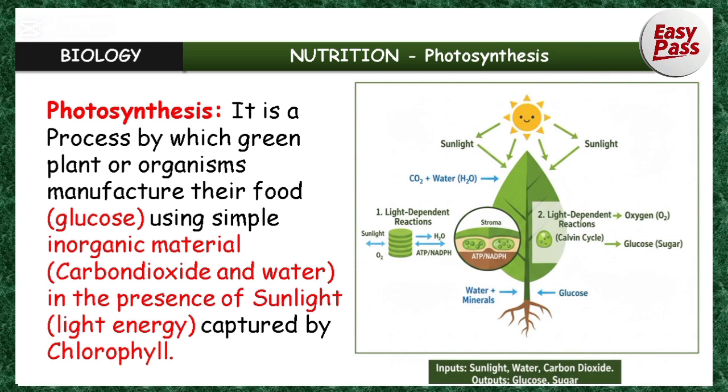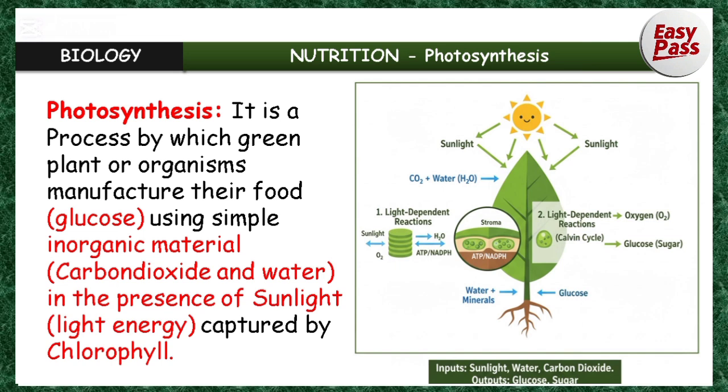Manufacturing of glucose using simple inorganic materials such as carbon dioxide and water in the presence of sunlight, using light energy. And sometimes you can also include sunlight captured by chlorophyll. So that is what we have as the definition of photosynthesis. Photosynthesis is production or manufacturing of glucose using simple inorganic compounds such as carbon dioxide and water in the presence of sunlight captured by chlorophyll.